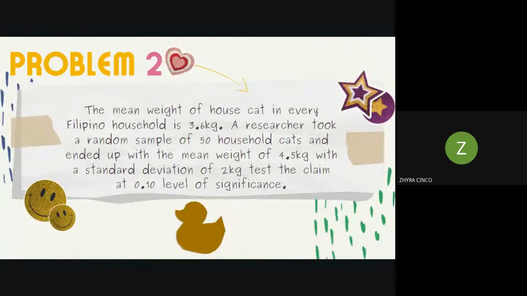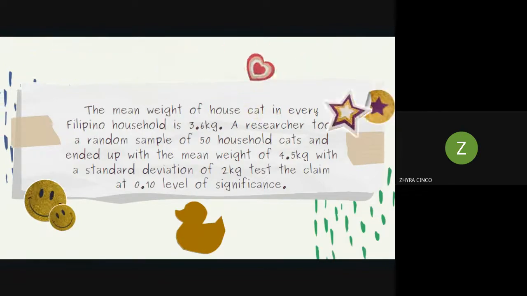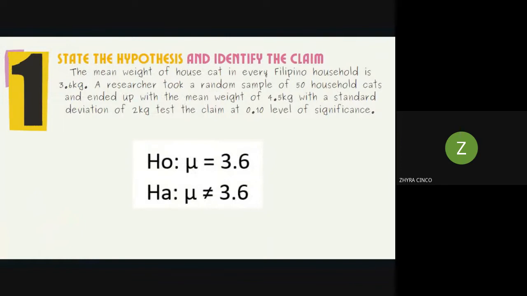For the next problem, the mean weight of a house cat in every Filipino household is 3.6 kilograms. A researcher took a random sample of 50 household cats and ended up with a mean weight of 4.5 kilograms with a standard deviation of 2 kilograms. Test the claim at the 0.10 level of significance. Like we did a while ago, the first step is to state the hypothesis and identify the claim. Since there is no claim if it increased or decreased, we are going to use the not equal sign for our HA, or alternative.